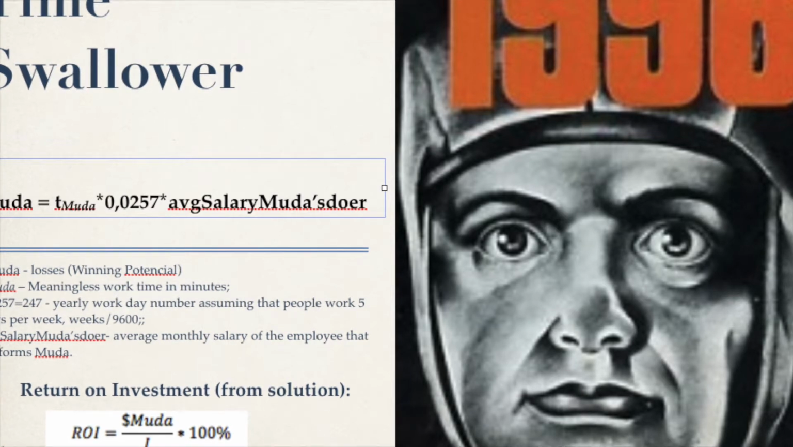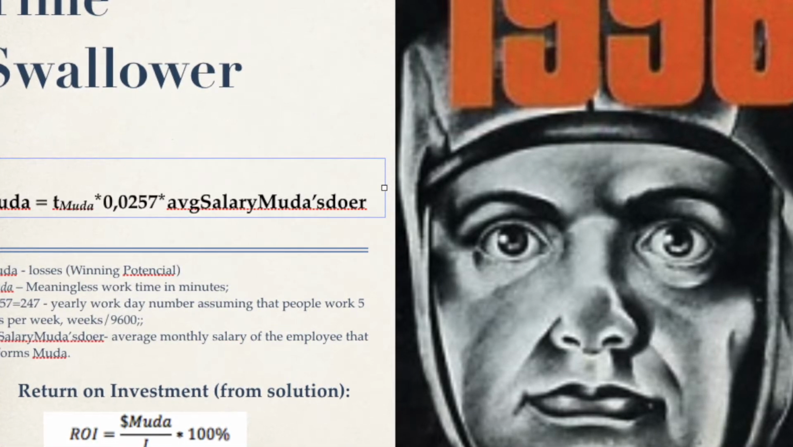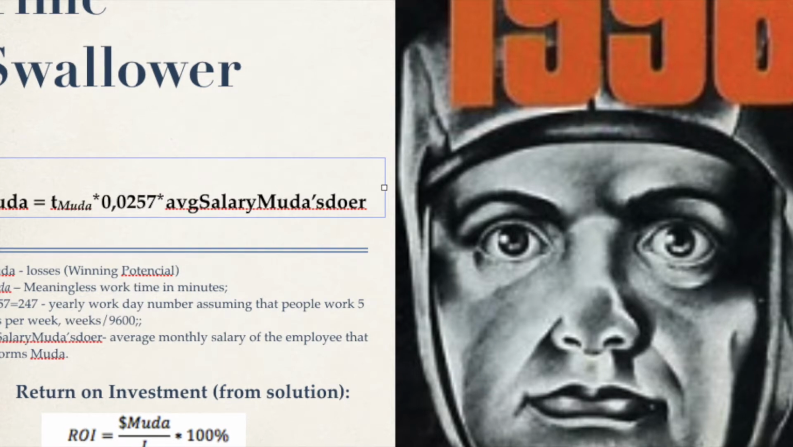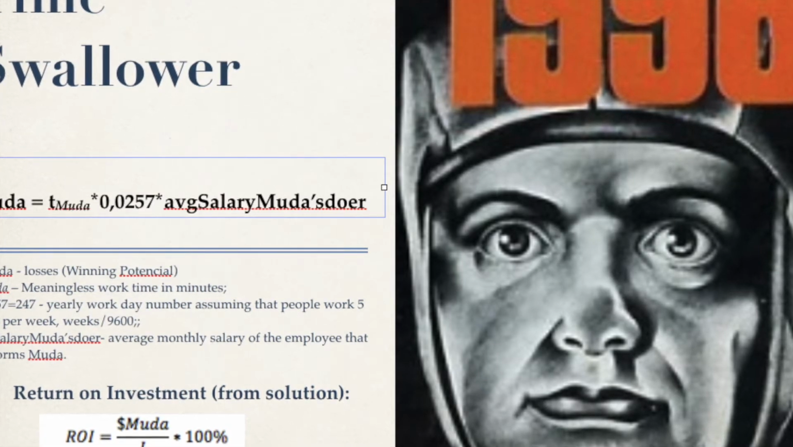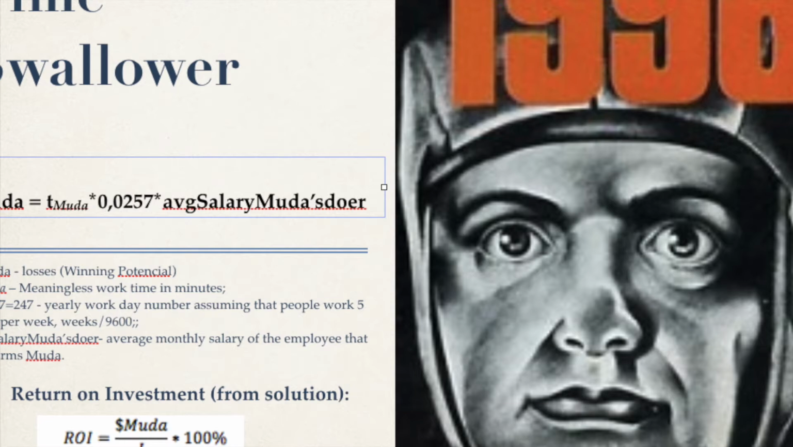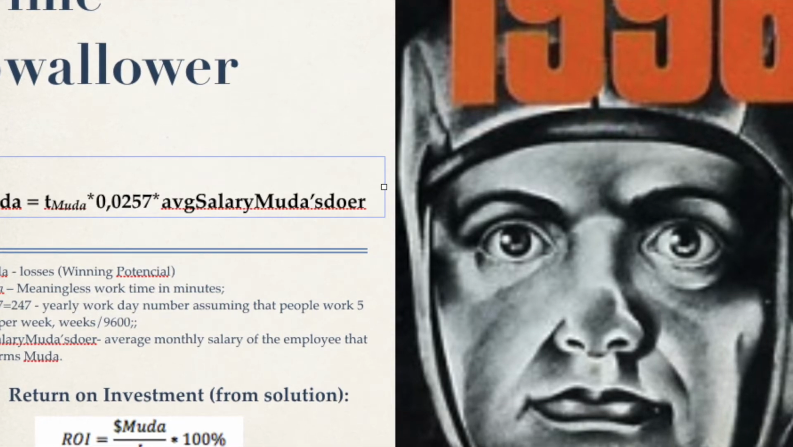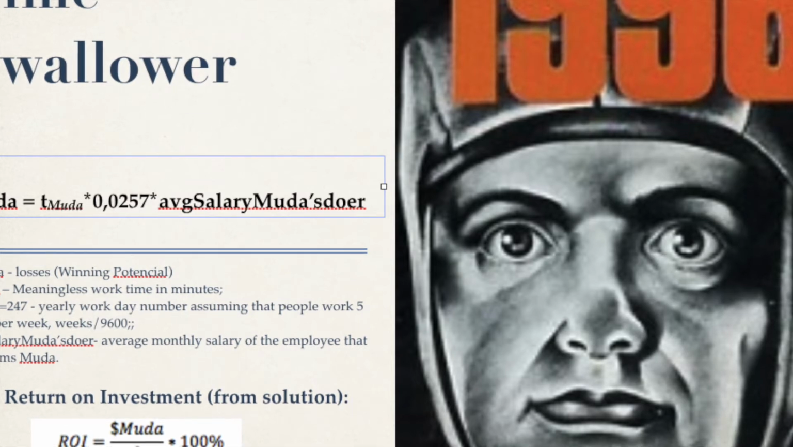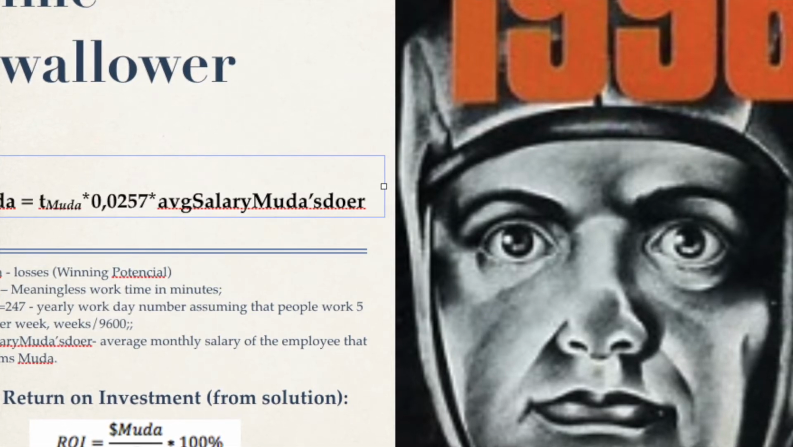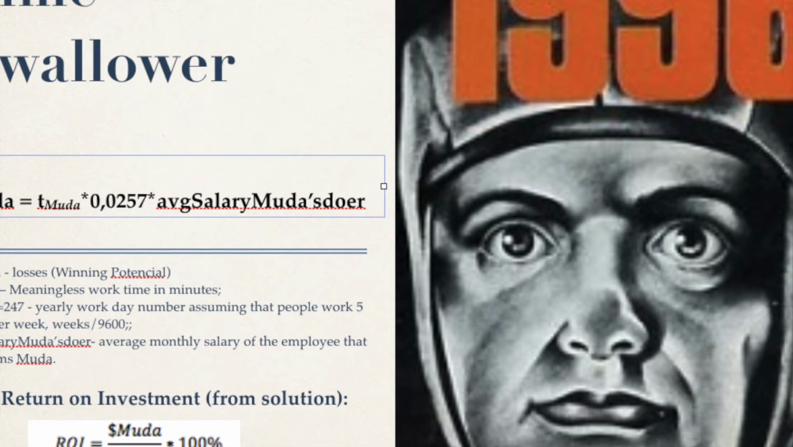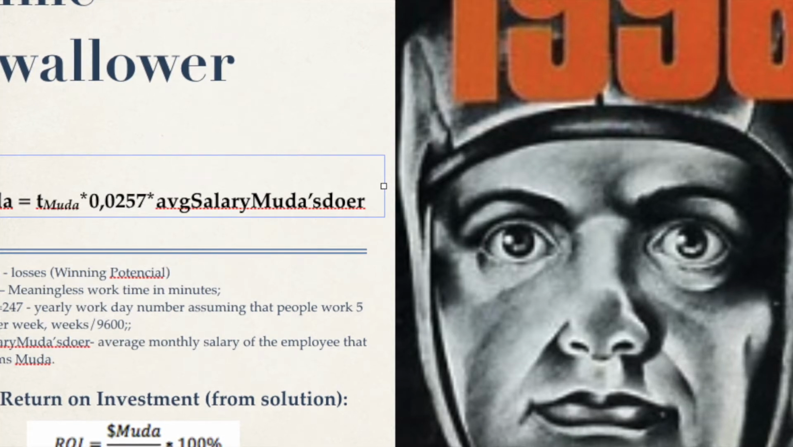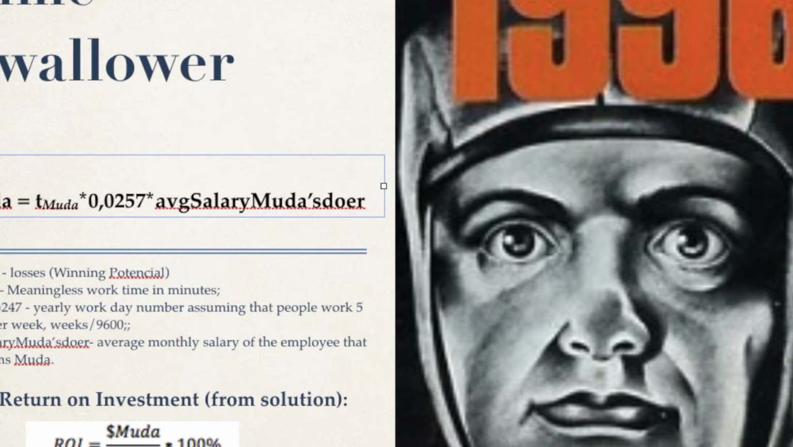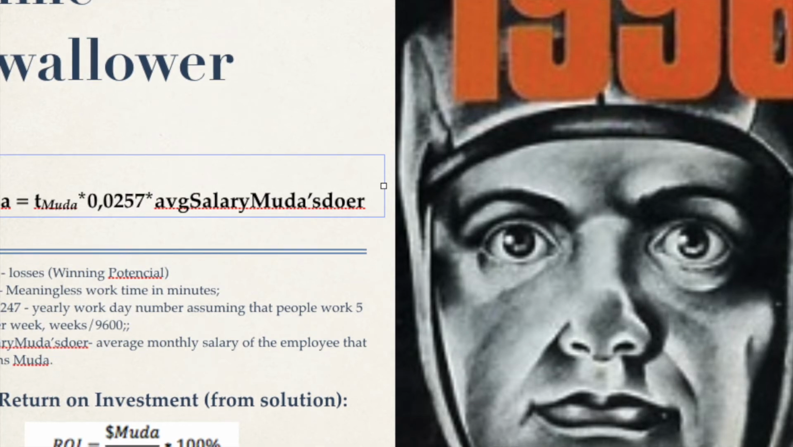Once you get the cash muda, that's your current losses or winning potentials, you already know what you could get if you make the change. However, you have to decide what change you're going to make and calculate return on investment for it. So if your ROI is less than 1 year, then it's a good investment. If it's more, then it's bad. The formula for ROI is actually very simple. ROI equals cash muda divided by investments times 100%.